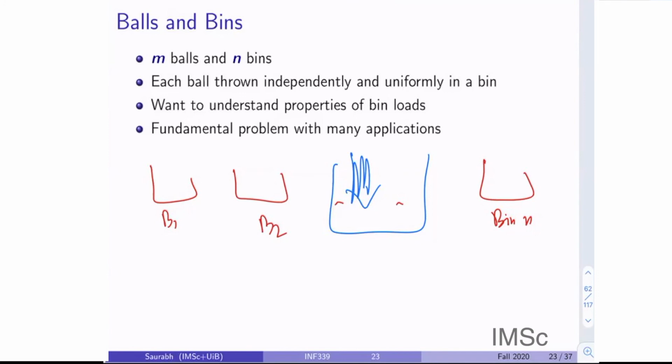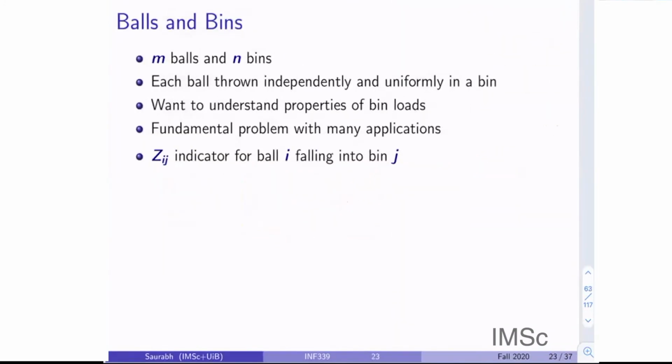Now let's try to prove some small things about this. This is a very fundamental problem with many applications, which is why we have chosen it here. So let Zij be the indicator for ball i falling into bin j. And Xj, if I sum the random variables Zij, is the number of balls in bin j.